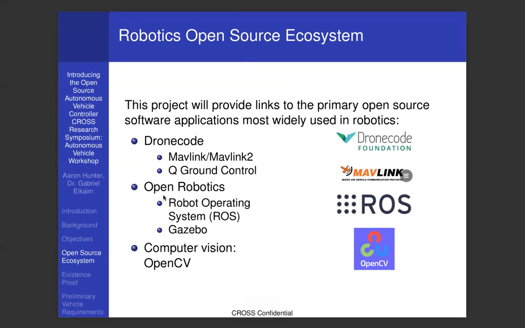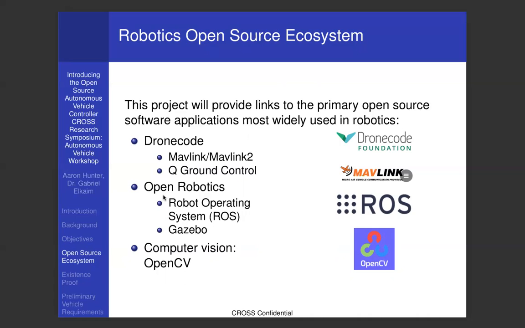To ensure that this technology is employed as widely as possible, we not only want to take advantage of the robotics open source ecosystem, but we actually want to provide links such that other people, using these open source applications, will be able to immediately apply them to our system. And in particular, there are two robotics foundations that seem to be the most widely adopted today.